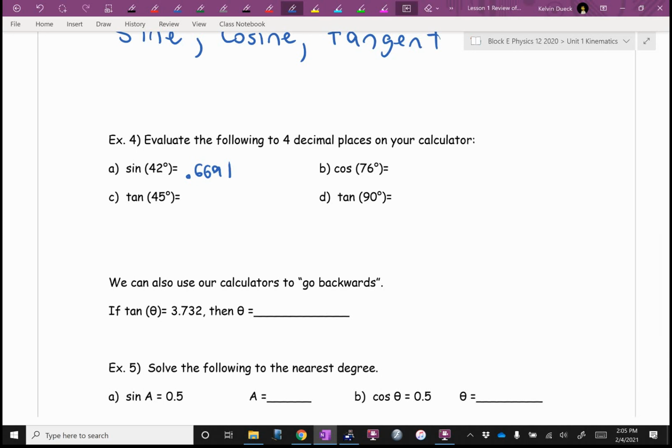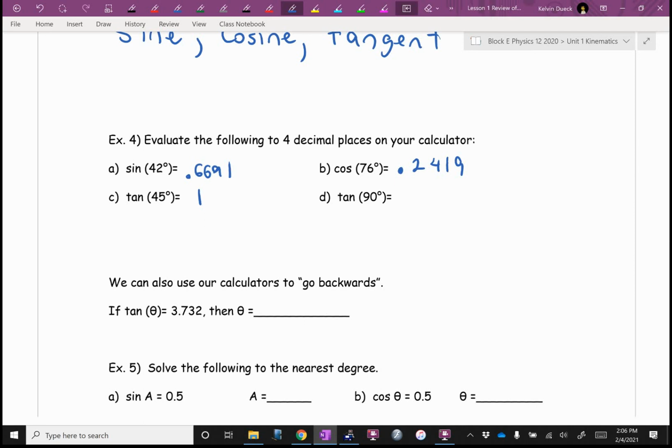Can you all find the answer to B and C and D? One of these will give you a weird answer. For D? What'd you get for B? 0.2419. Is that rounded off properly? And I know tangent of 45, that one I happen to have memorized. It's 1. I know a 45-degree angle is a slope of 1, tangent of 1. By the way, tangent is also the slope on a graph. Hashtag nerd trivia. Which also means it's technically a derivative.